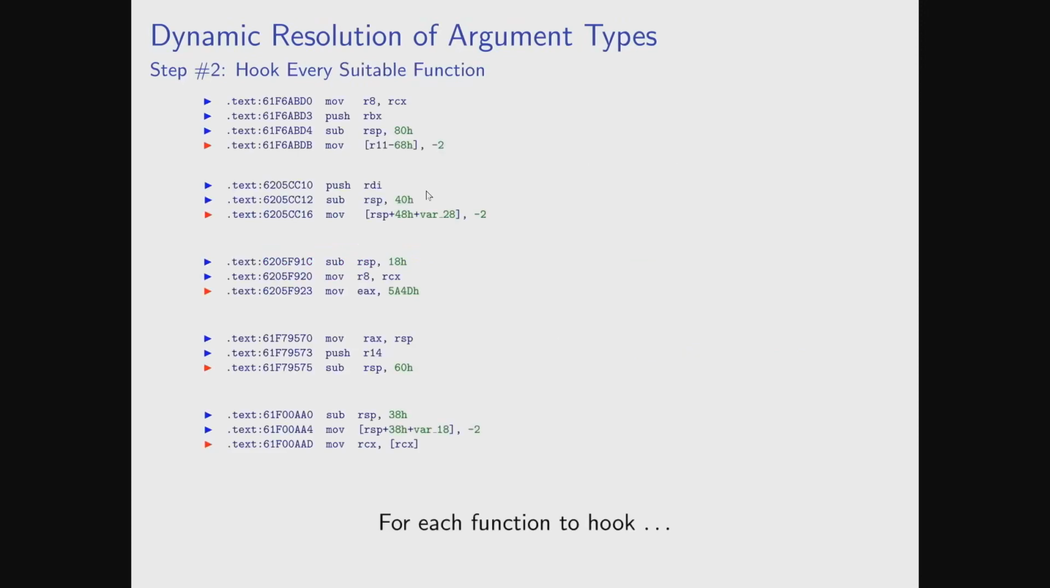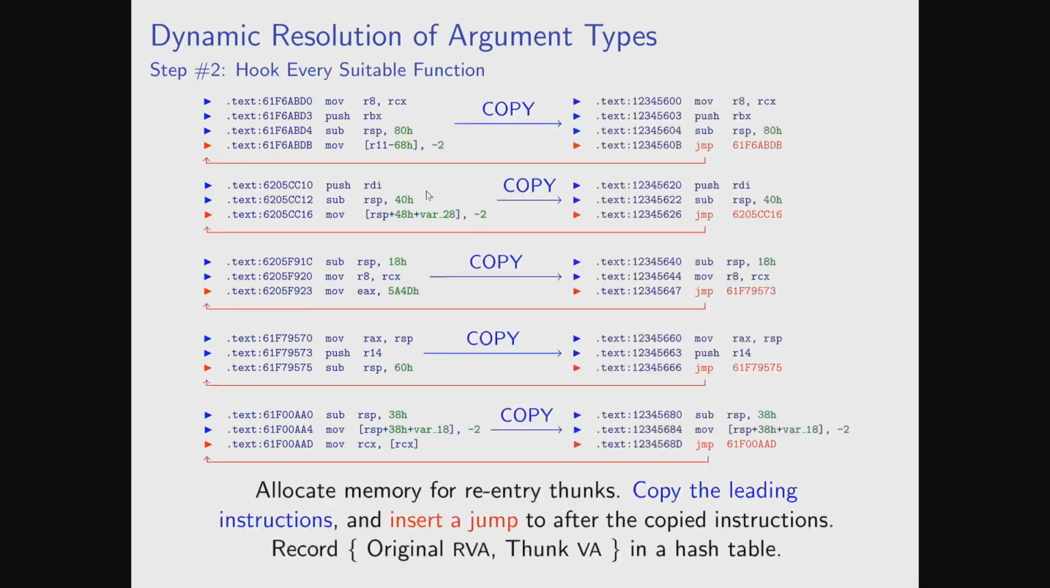Now, for every function that we collected metadata about, I'm just going to hook every function in the binary, copy the leading instructions into some other memory that we've allocated, and insert a jump back after those copied instructions. This is our re-entry thunk. This is if we want to actually call this function in a non-hooked fashion, this will do it. Then we record this information in the hash table, basically where is the new function entry for every function.